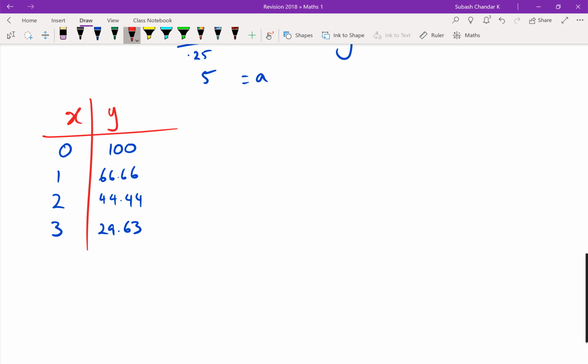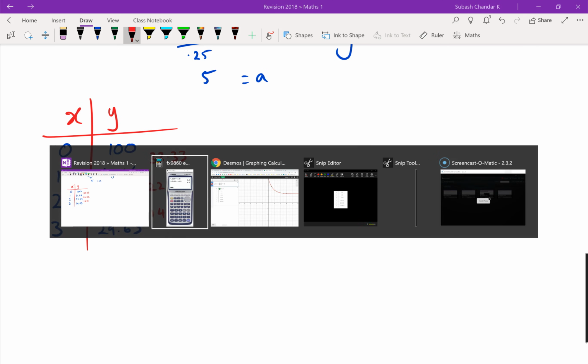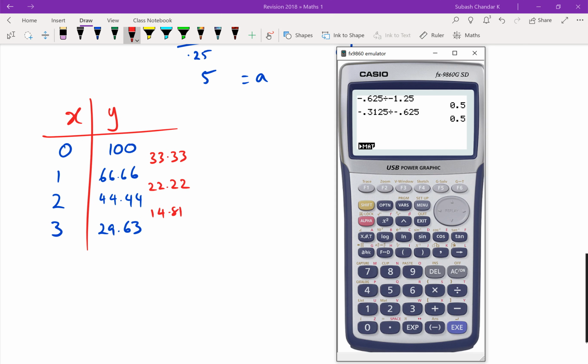Now, if I look at the differences between these ones, this one is 33.33. This one is 22.22. And this one was 14.81, just roughly. Now watch what happens when I take this to the calculator and work out the ratio. I take that second number, 22.22, and divide it by 33.33. I get that number there. Even if I convert it to a fraction, using the decimal to fraction button, I get 2/3. So if you want to do that, you press this button here.